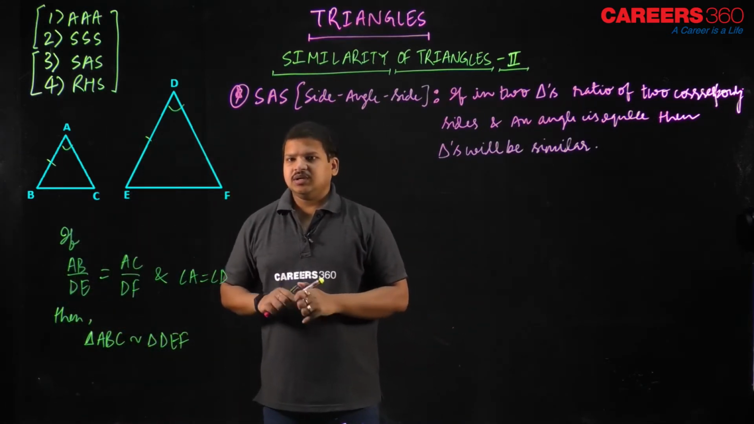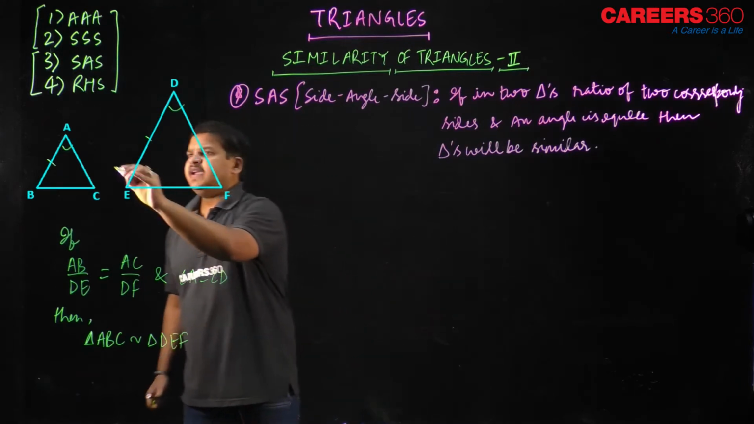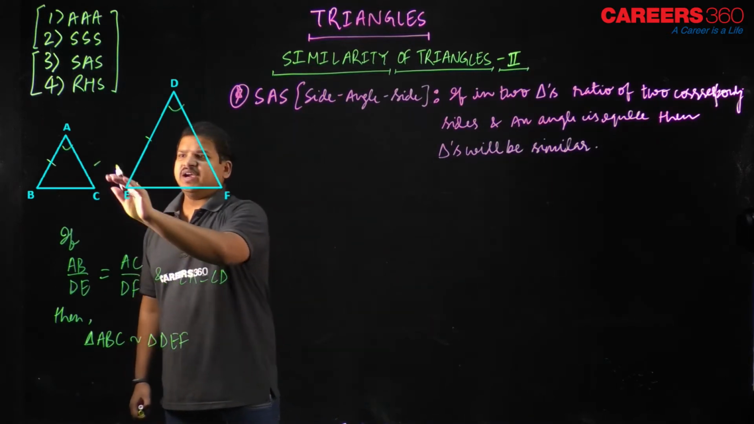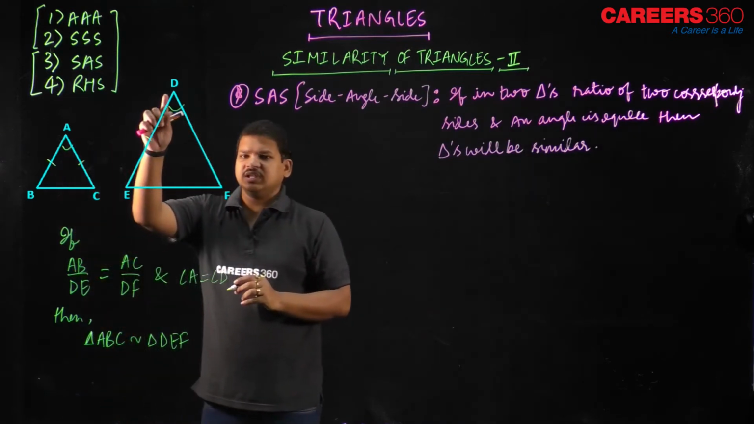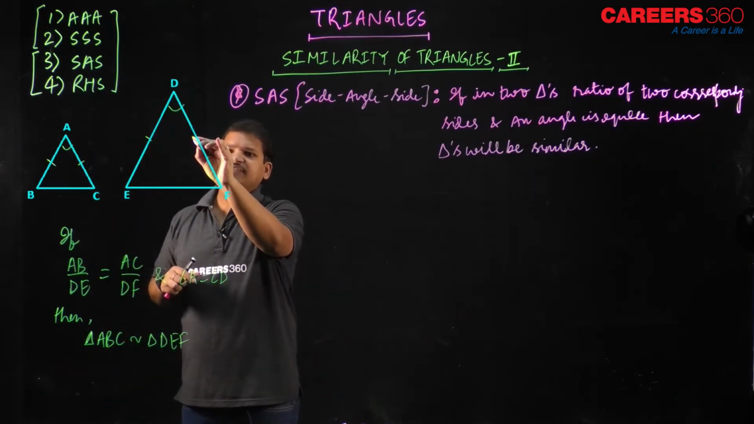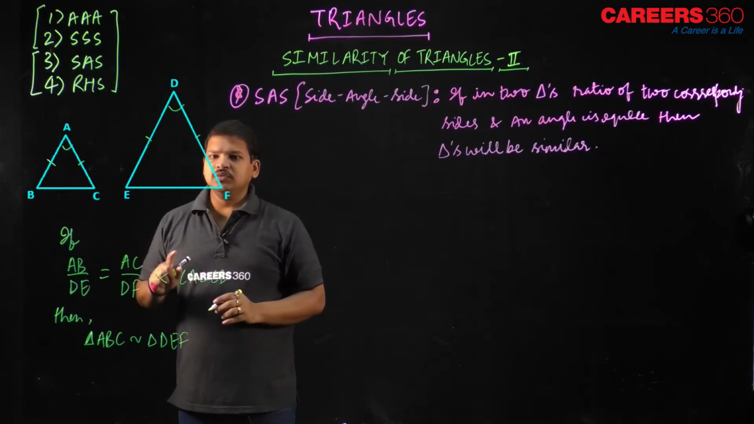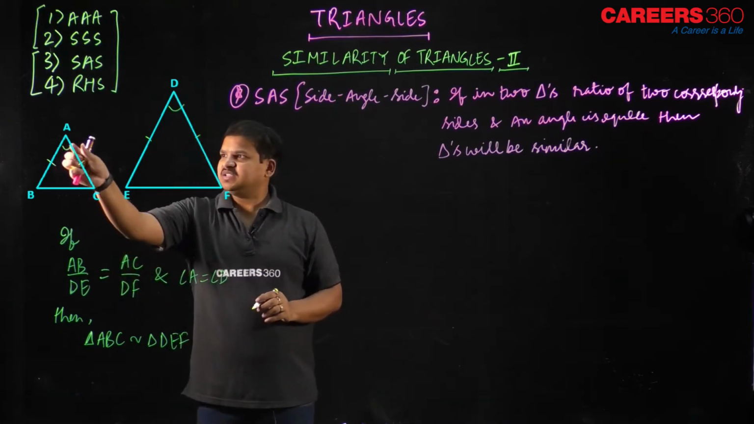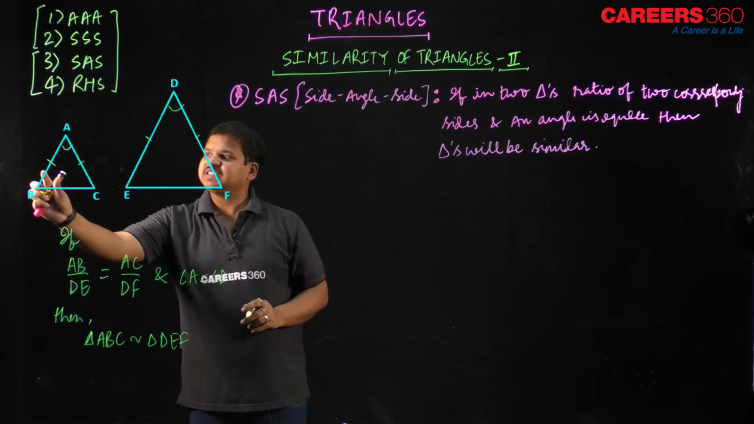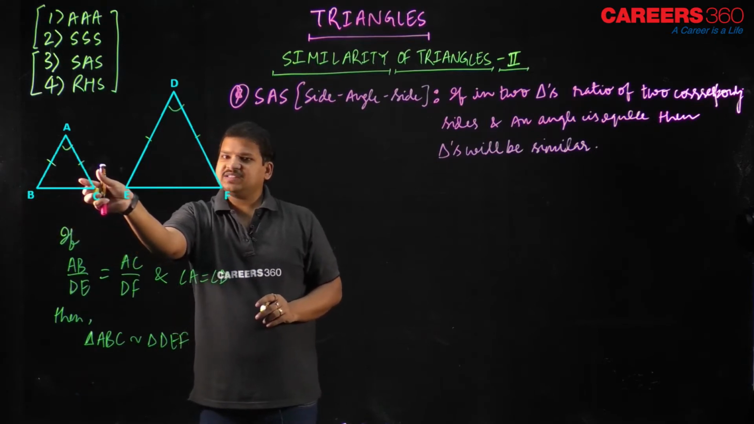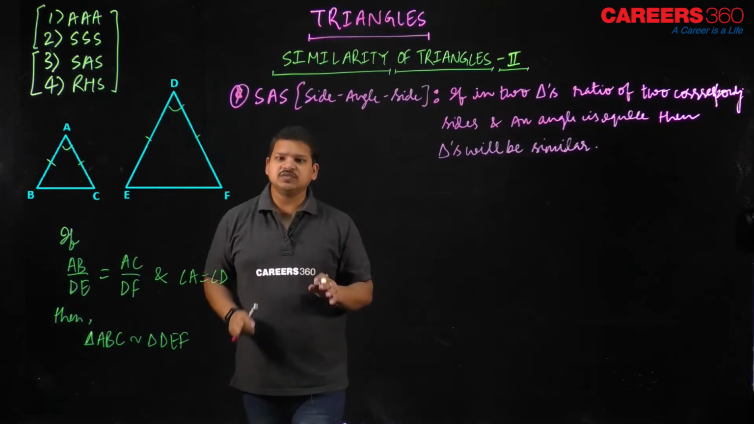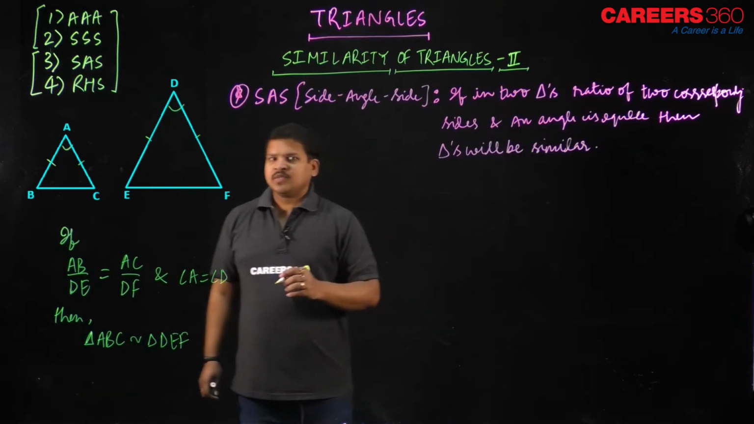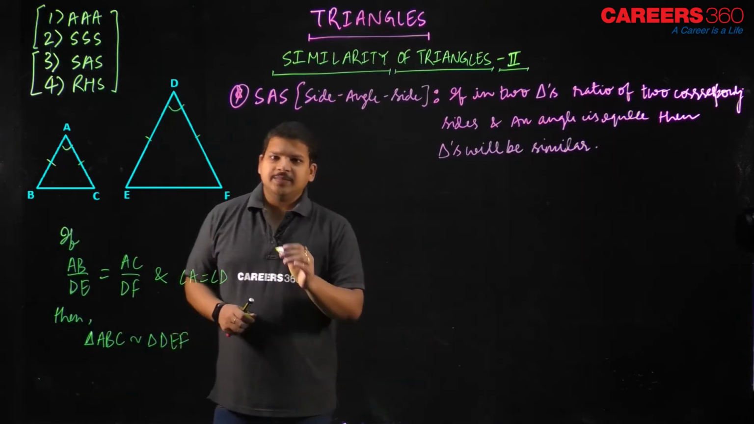So again, the idea is somewhat similar: the ratio of AC and DF is the same, and the angle in between them is equal. Side angle and side, this is what I want to say. Now let's see the proof.